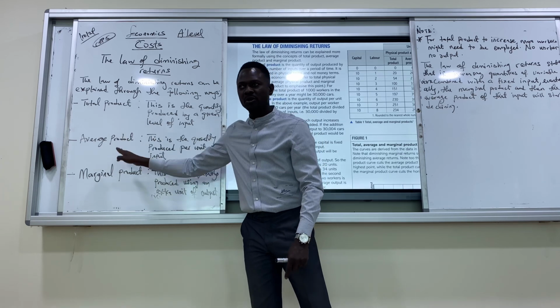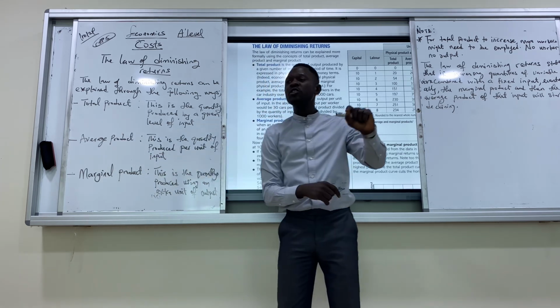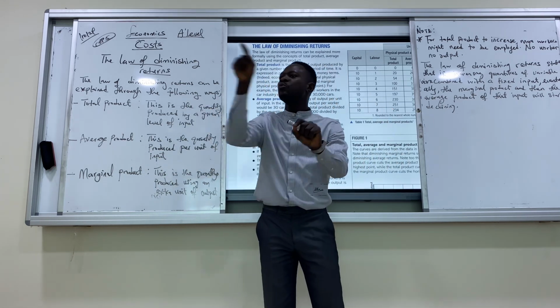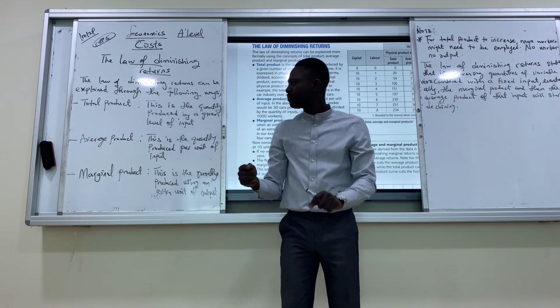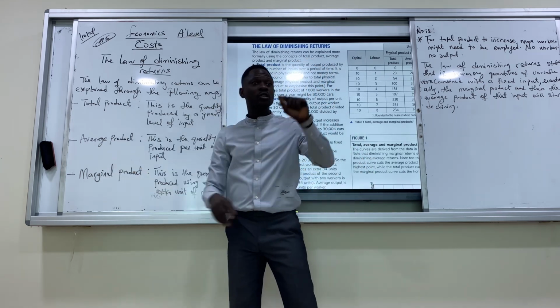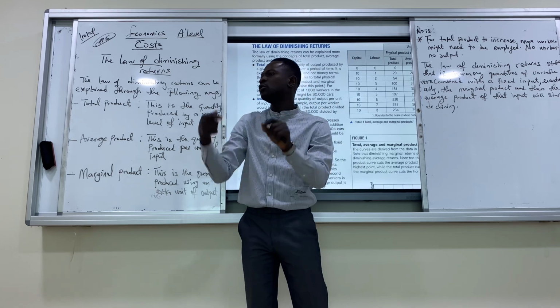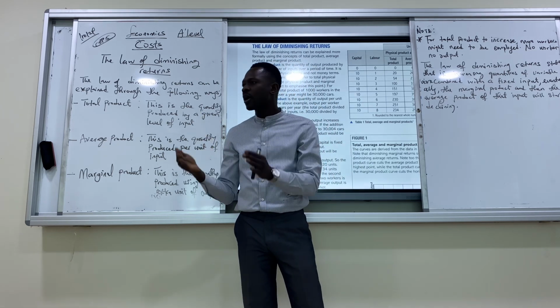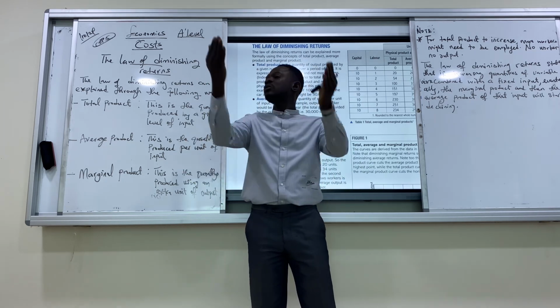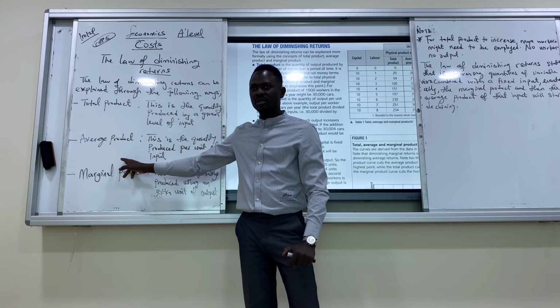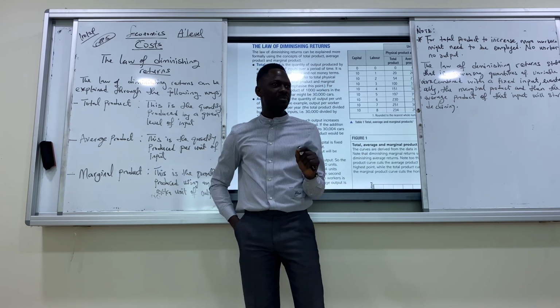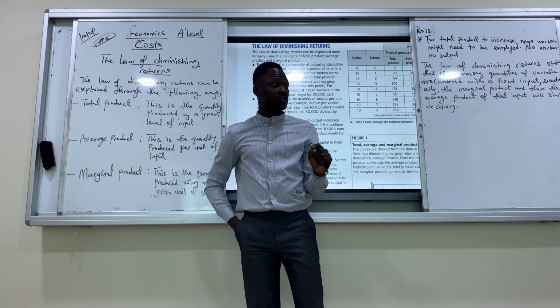Now go to the average product. We call it average product because we want to know what produces what and when. So average product is your total product divided by the input used. Or maybe we use workers. How many workers produce that output? That is our average product. Do we understand average product, or should I explain again? I should repeat, okay.